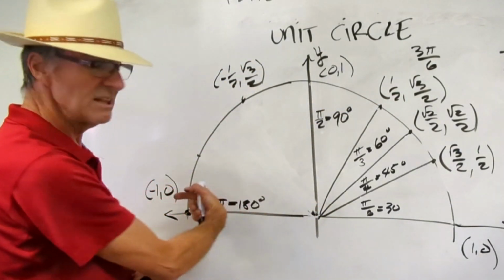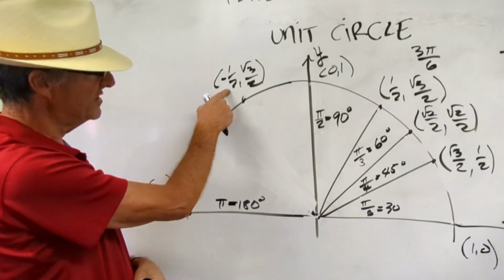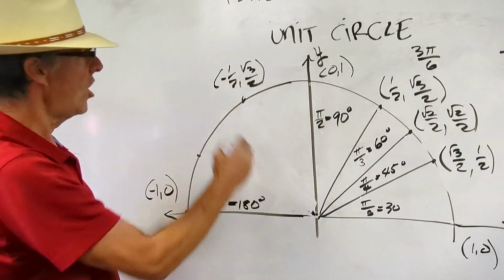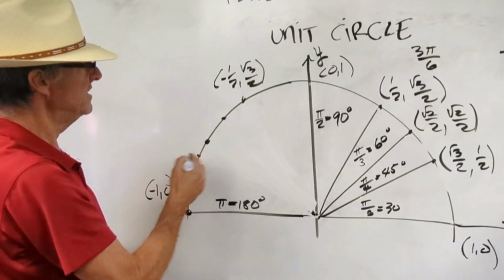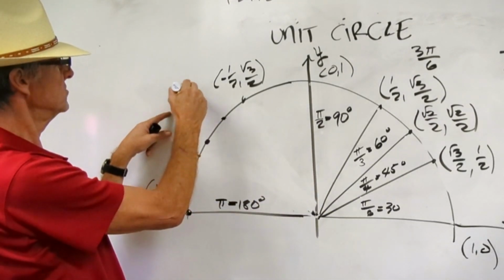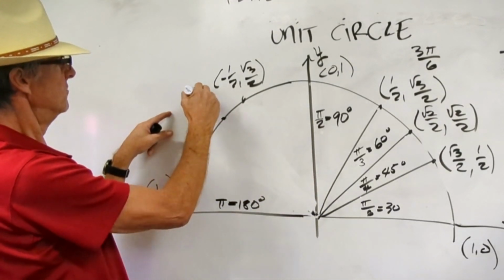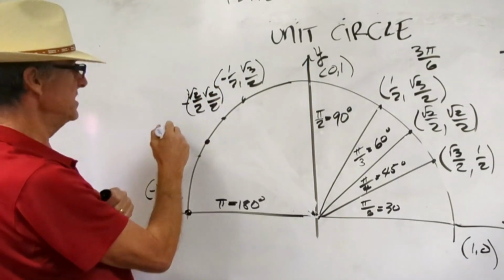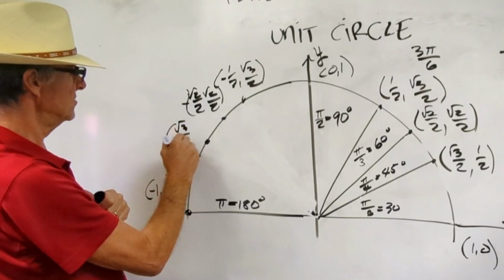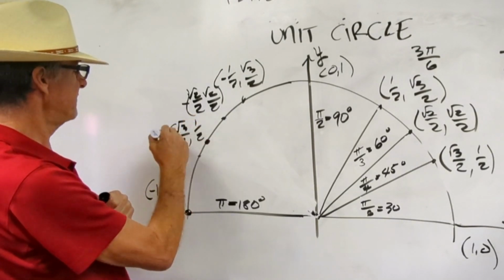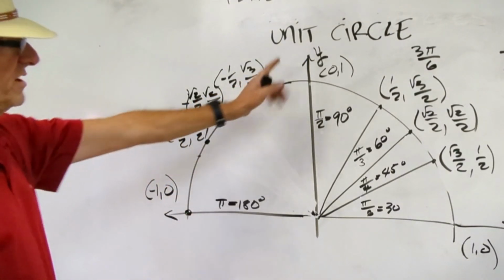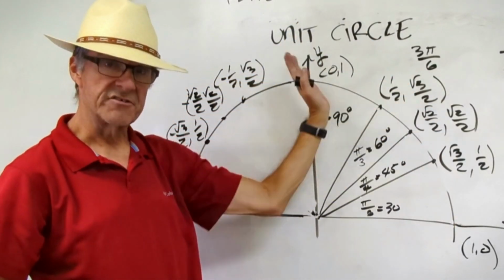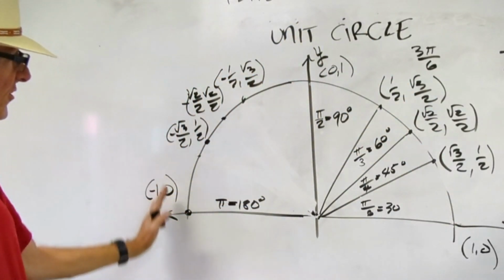But now we've shifted to the left of the y-axis for this one, so this goes to negative. In fact, all the cosine values are going to go to negative down here, so we'll have minus root 2 over 2, root 2 over 2, and then finally this one over here is going to be minus root 3 over 2, comma, 1/2. And so if you memorize the first quadrant, then you can pretty much do the rest.